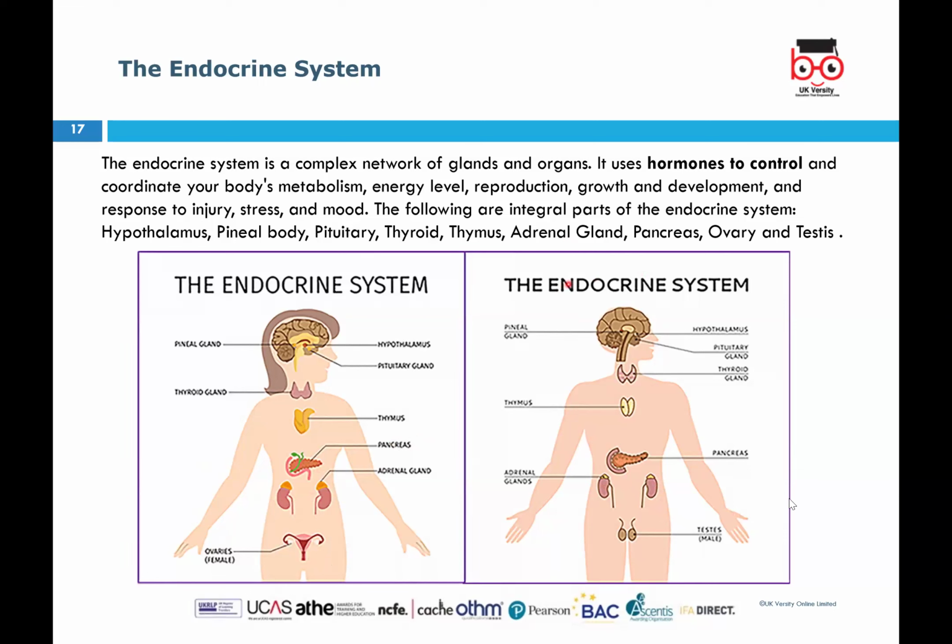So these are all different functions that the body does as a result of the endocrine system. Now, the endocrine system, how does it work? It cannot work without the hormones. So any disruption that happens in the endocrine system, your hormones will either be absent or too much. This is how the endocrine system works.